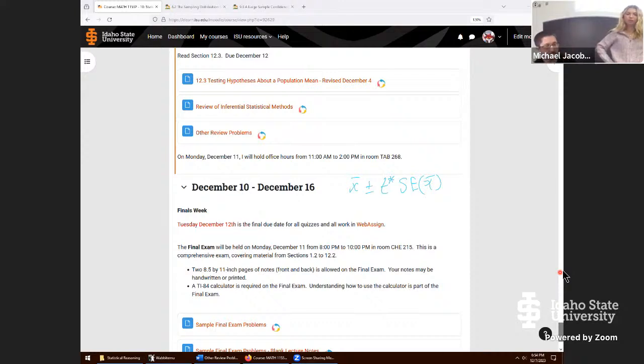So would I go to 12.2 notes to find the one? Yeah, it's all in 12.2. You can also do one of these problems here. We did a confidence interval. You can follow the process on that one too. Thank you. Yep, you bet.